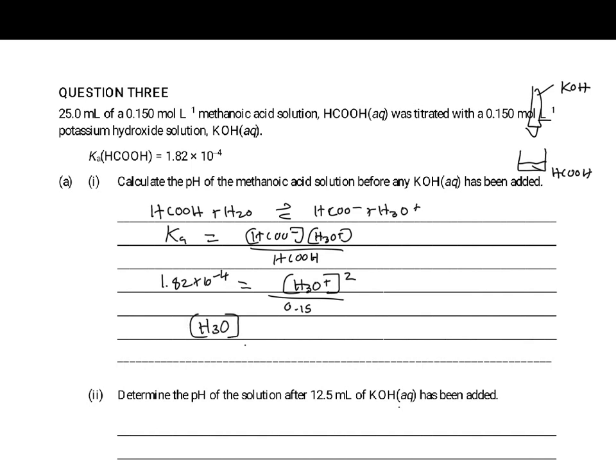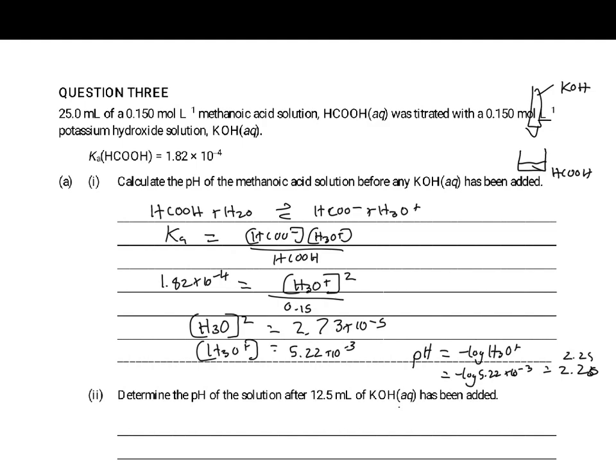And using your high-powered mathematics, you get 2.73 times 10 to the minus 5, and if you square root that, you get 5.22 times 10 to the minus 3, and your final step is pH equals minus log H3O plus, so minus log of that equals 2.28. That's a funny 8. That's a horrible 8. There you go.